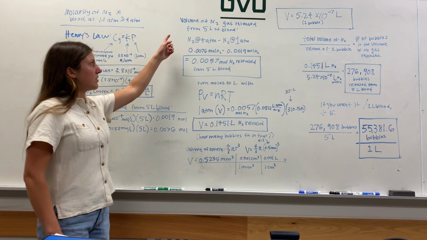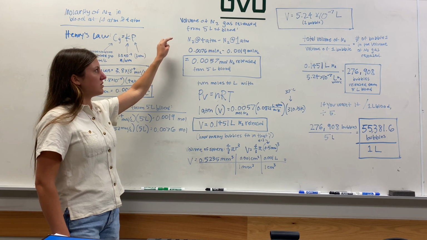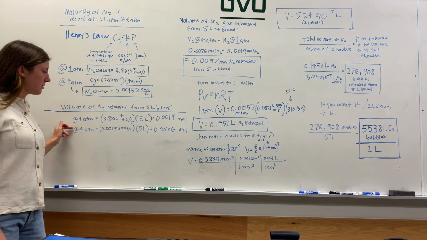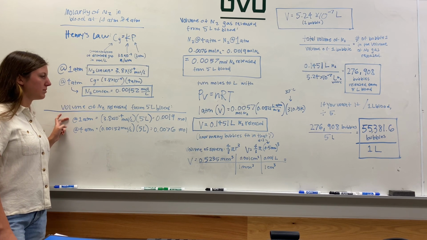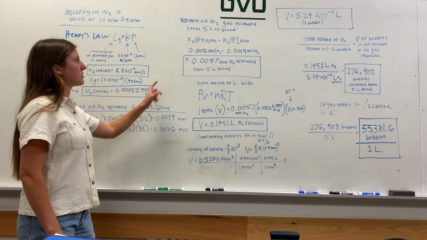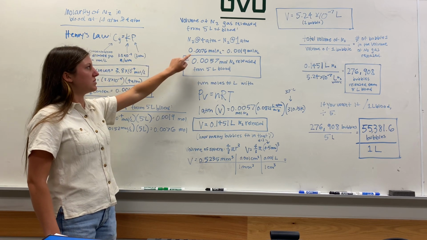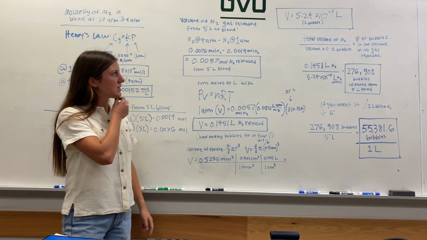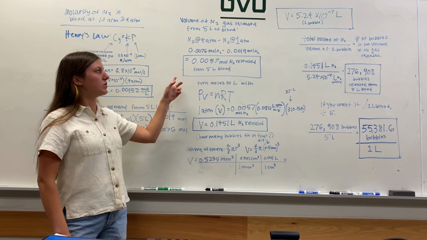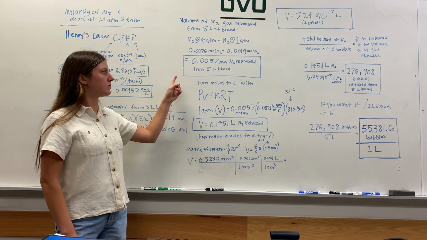We want to find the volume of nitrogen gas released from 5 liters of blood, so we take the amount at 4 atmospheres and then subtract the amount at 1 atmosphere. So we plug in these numbers, so then we have 0.0076 moles of nitrogen gas minus 0.0019 moles nitrogen gas, so that gives us the moles of nitrogen gas released from 5 liters of blood.